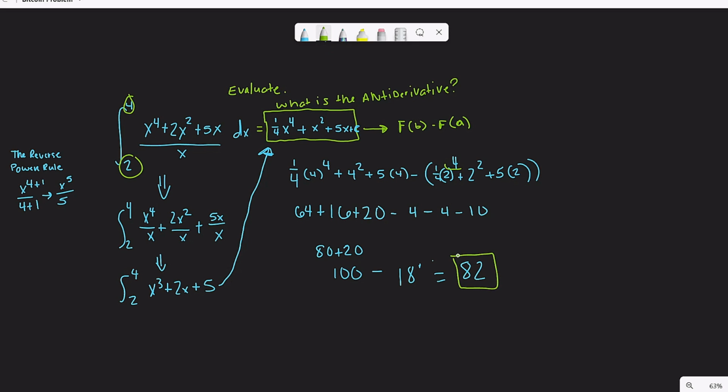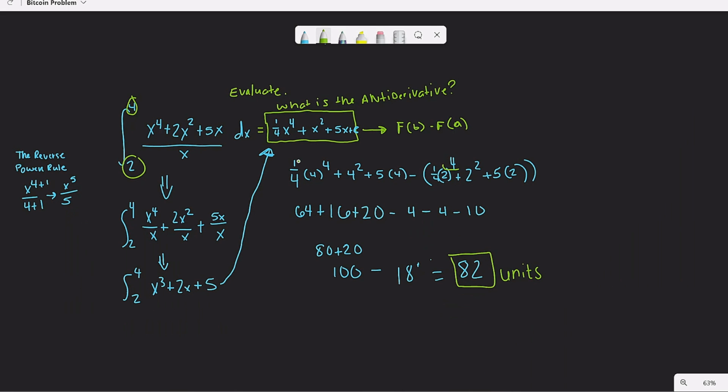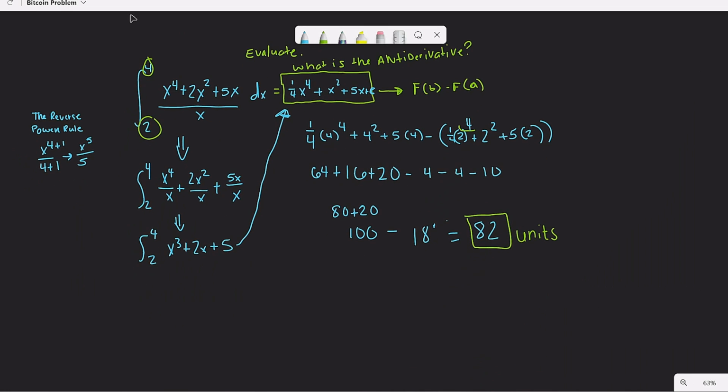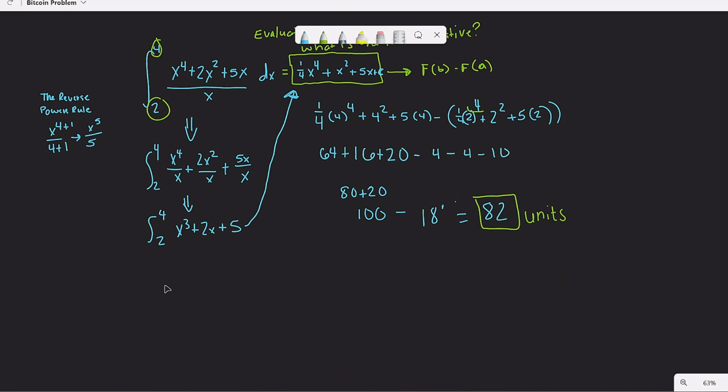The area below this function, I believe this is positive, so between the x-axis and the function, the area from 2 to 4 is 82 units, whatever those units may be. And now let's find the derivative of this expression.